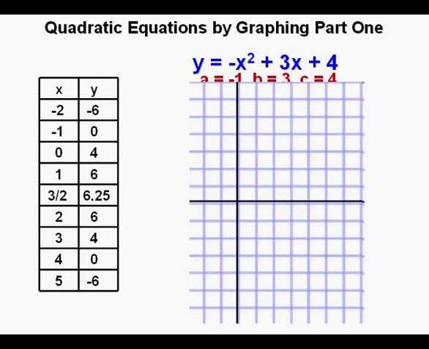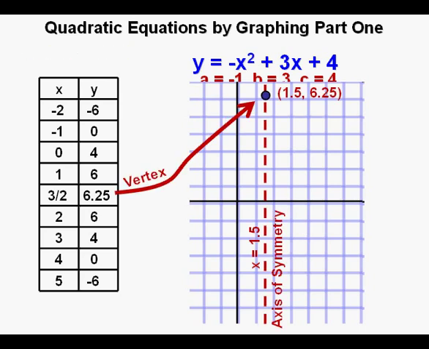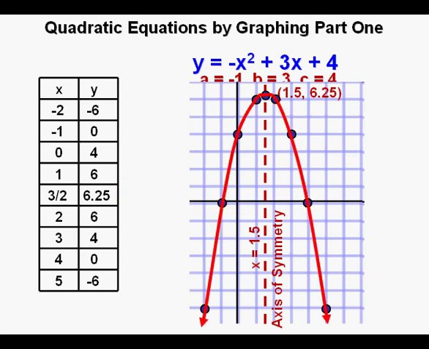Here's our axis of symmetry at x equals 1.5, and here's the vertex plotted at 3 halves, 6.25. And here are all the other 8 points plotted, and here's the curve drawn through all the points.